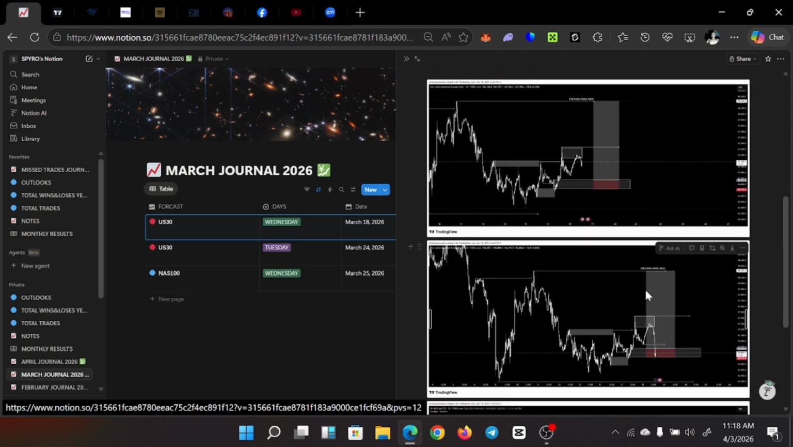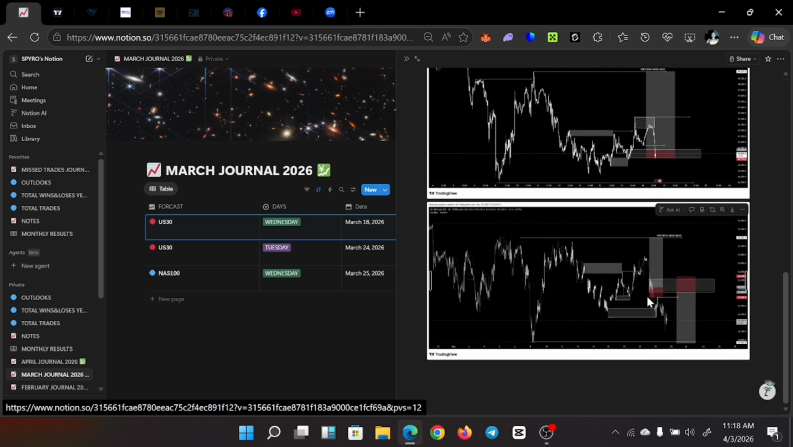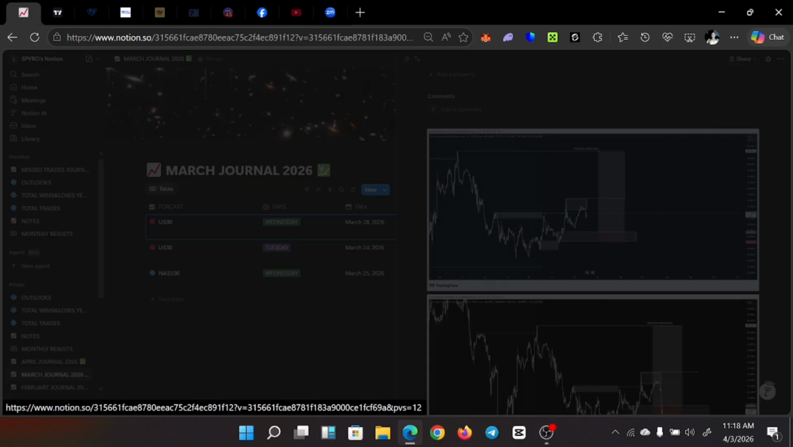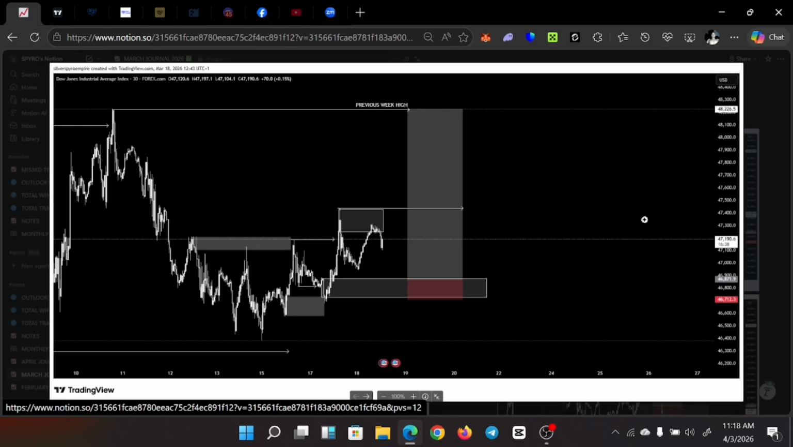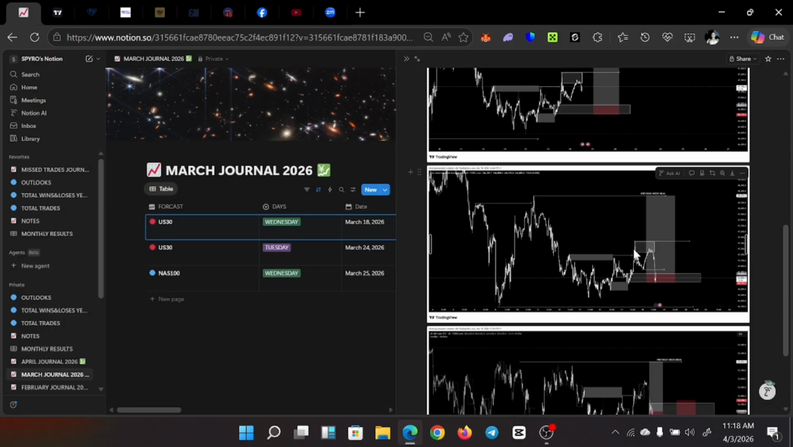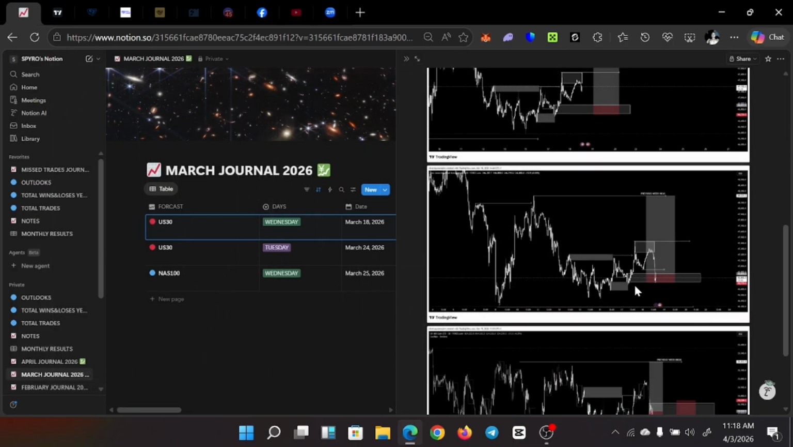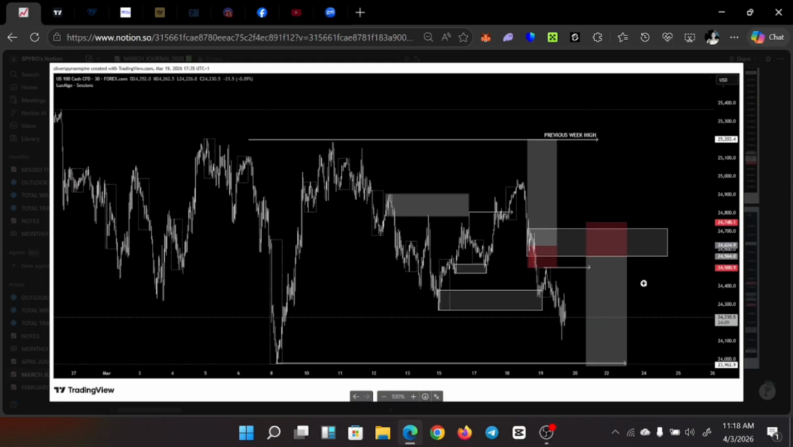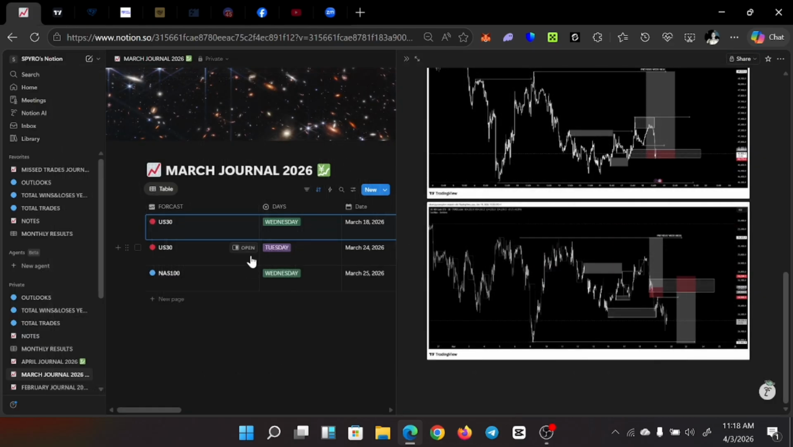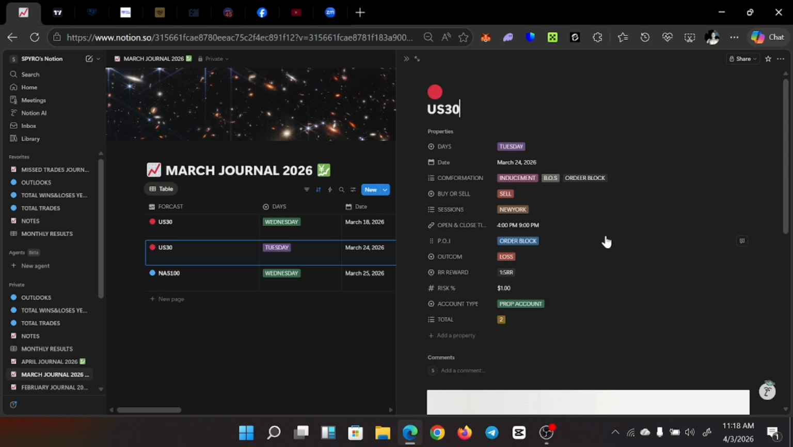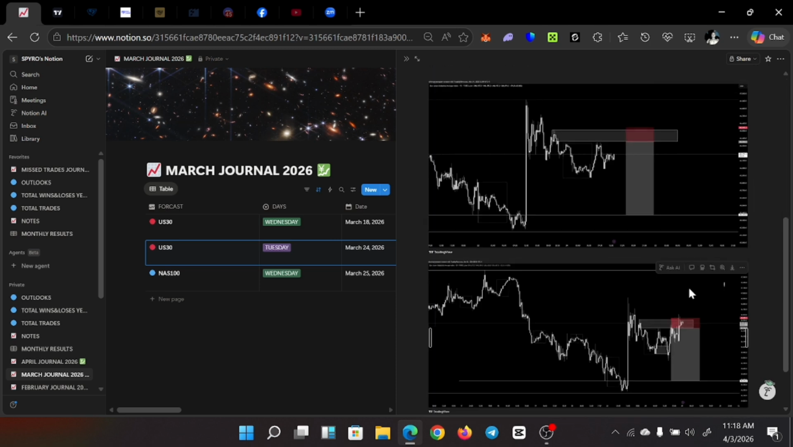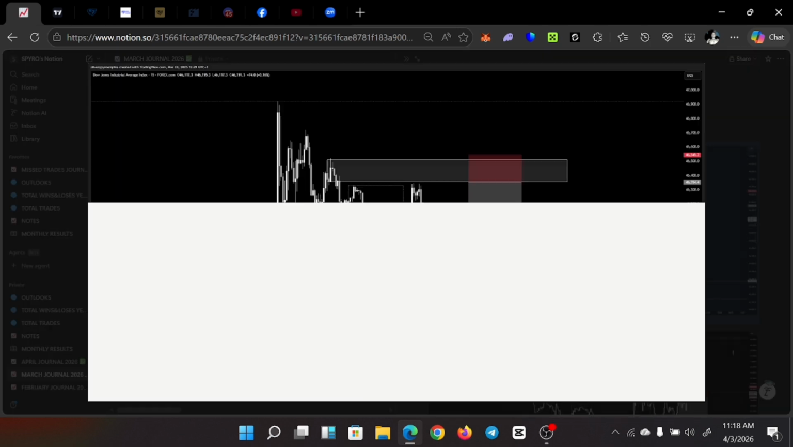I'm beginning to like NAS 100 more than US 30. I don't know why. So this is the setup. You can see the trade was cleanly executed, but then the market does what it wants to do. So this is the trade after it has played out. So let's go to the second trade. This is the second trade.